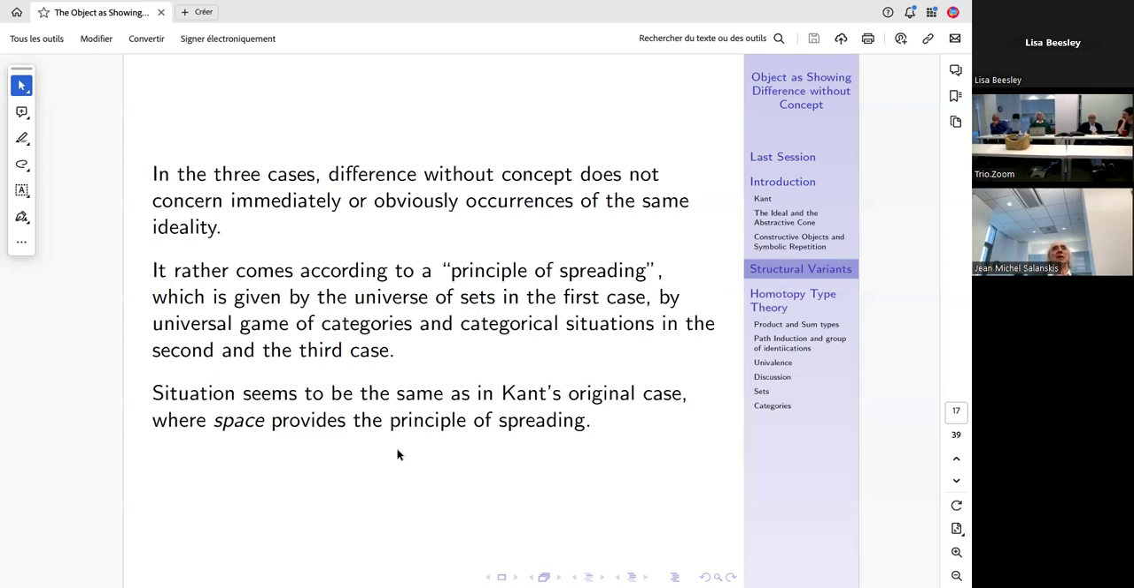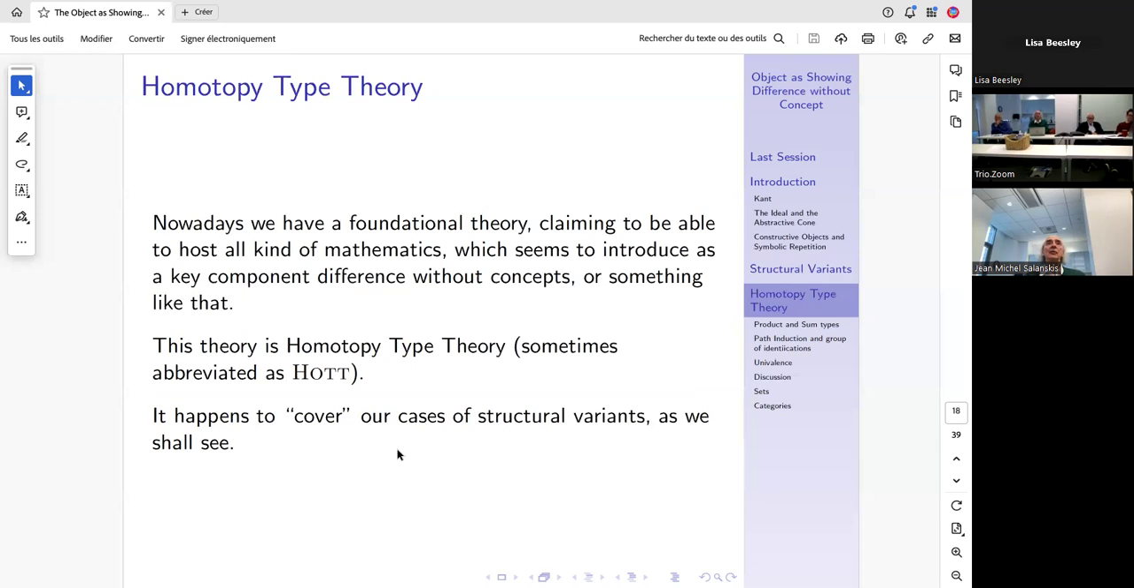So that's what I just said. In the three cases, difference without concept doesn't concern immediately, obviously, occurrences of the same ideality. So it rather comes according to a principle of spreading, which is given by the universe of sets in the first case, by the universal game of categories and categorical situations in the third case. Situation seems to be the same as in Kant's original case, where space provides the principle of spreading. So I just repeat what I just said. And now I move to homotopy type theory.